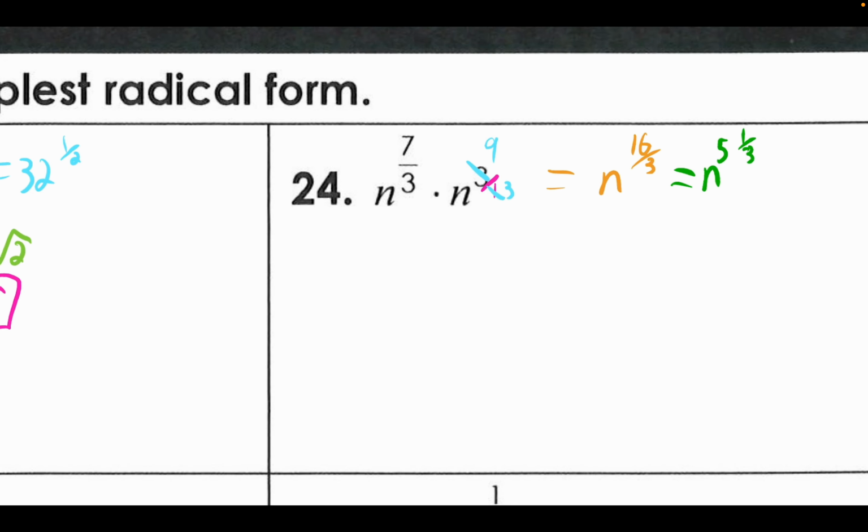Now we can turn that into a radical, n to the power of 5. Sorry, my brain was buffering hard there. n to the power of 5 times the cube root of n to the first, or just n.